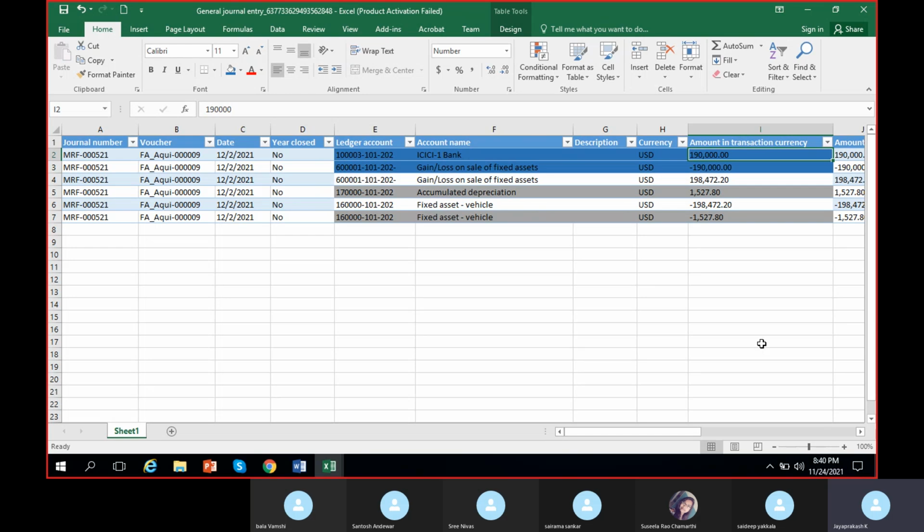Tomorrow we'll see one more transaction about the scrap of the asset. It will be the same actually, scrap also as it is, but just the name will change and the situation will change. I'll explain that tomorrow. Anyway, until here you practice and let me know if you have any doubts.